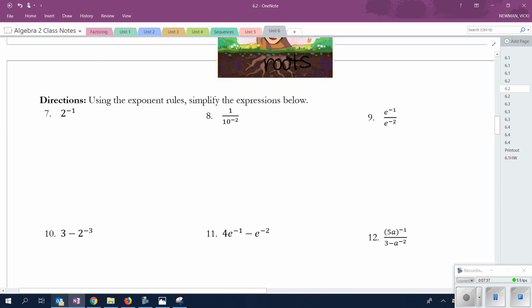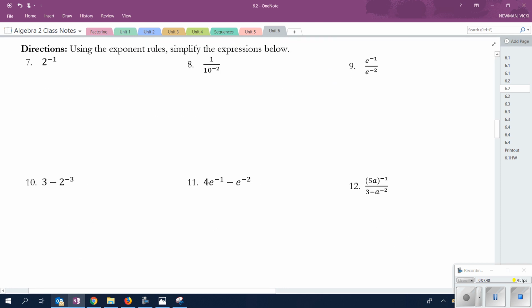Okay, so we're going to practice this. I'm going to do the odds, you're going to do the evens. So we're going to go through this together, and then you're going to go back and do some ones by yourself. Are you ready? Should I use sticks? Yes. Okay, good. 2 to the negative 1. Negative exponent means what?